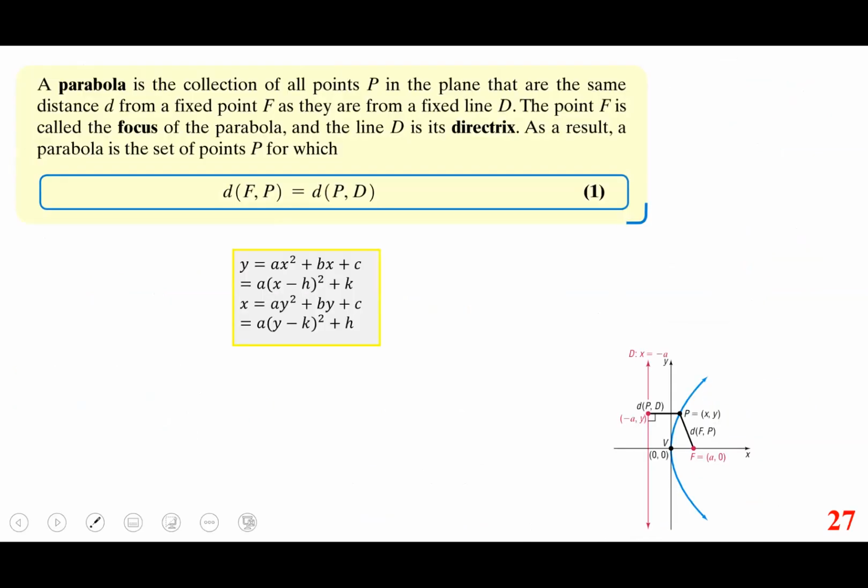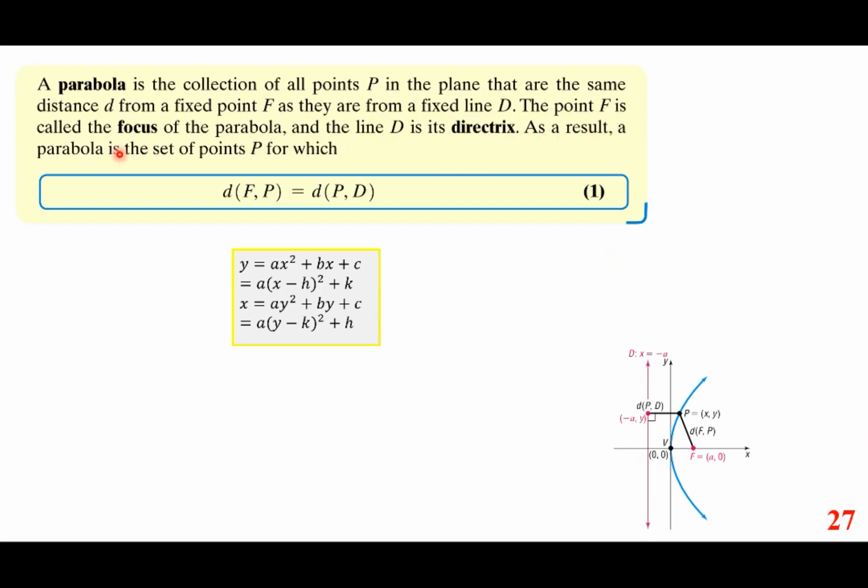What is a parabola? Let's define that. A parabola is the collection of all points P in the plane that are the same distance from a fixed point F as they are from a fixed line D. The point F is called the focus of the parabola, and the line D is its directrix.